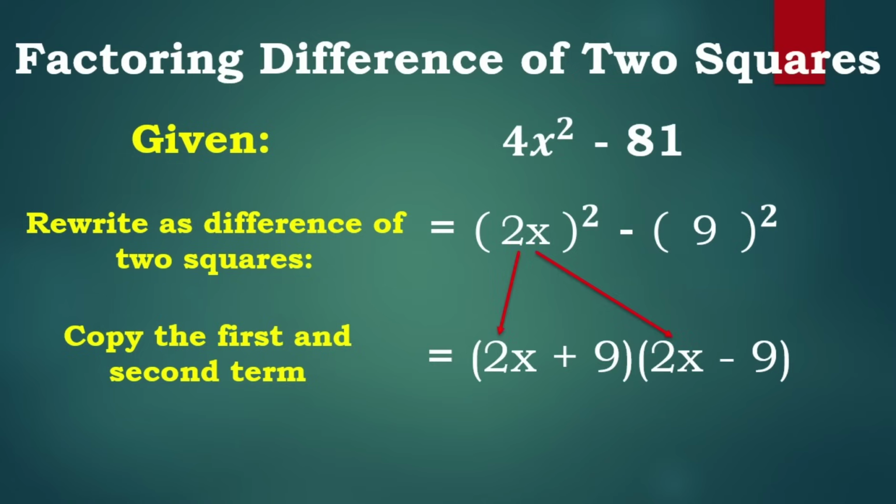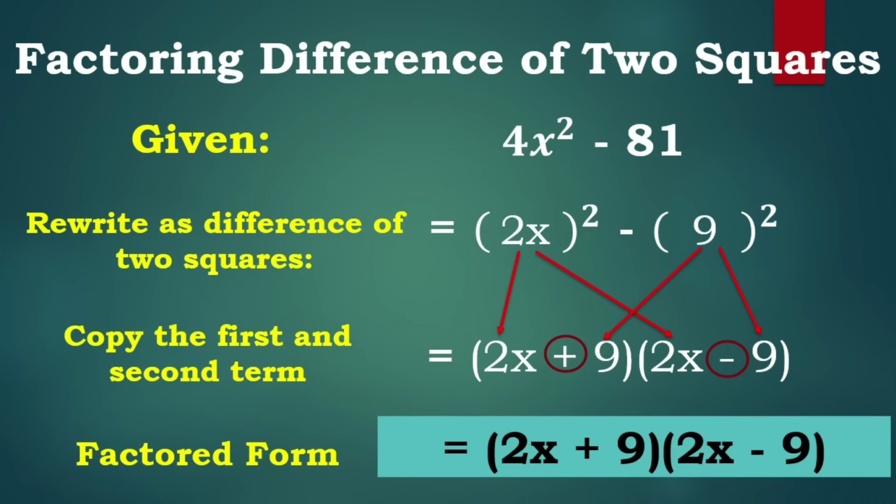So, your first term and your second term. So, we now have 2x plus 9 and 2x minus 9. Don't forget the sum and difference. So, we now have the factored form of 2x plus 9 times 2x minus 9. It's so easy.